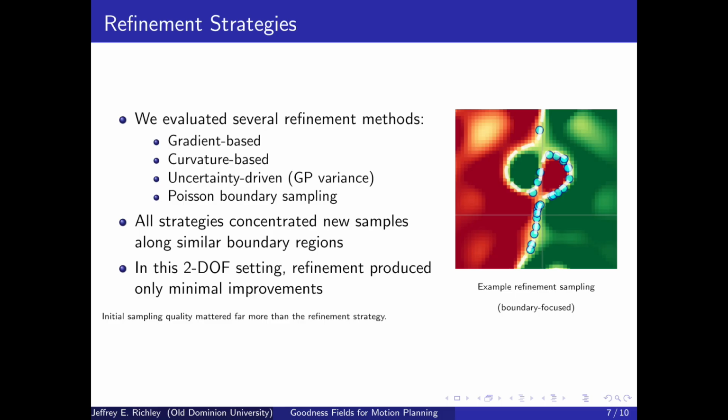The key takeaway is that the initial sampling quality mattered far more than the specific refinement strategy used. Once the boundary was reasonably well covered, additional refinement provided diminishing returns. This suggests that, at least in low dimensional settings, careful initial sampling is more impactful than sophisticated refinement schemes.